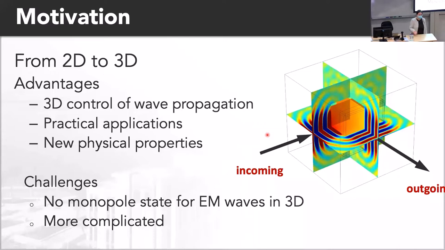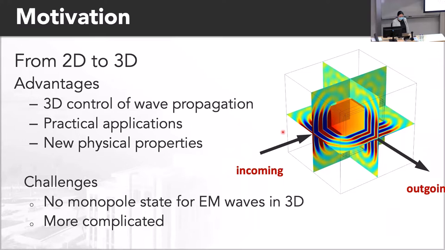If we can have a three-dimensional double zero index material, then we can have a platform that offers three-dimensional control of wave propagation. In terms of practical applications, like in antennas or in controlling wave propagation, and also we may be able to find some new physical properties from that. Because with increased dimensionality, you will see something that is different from the lower dimensional counterparts.